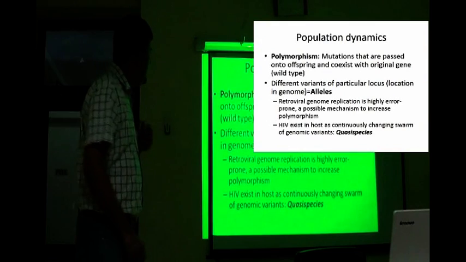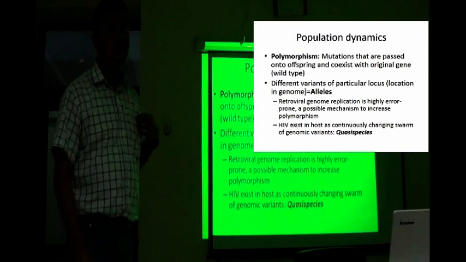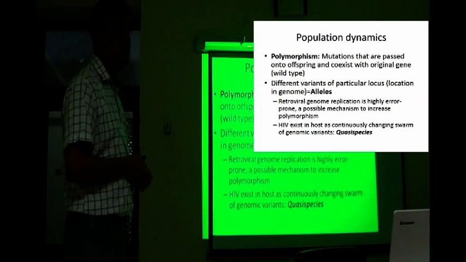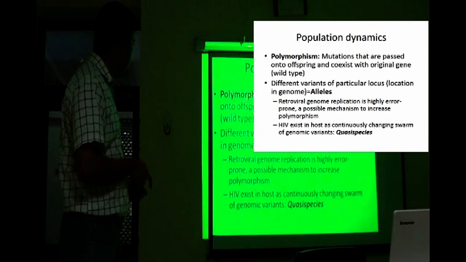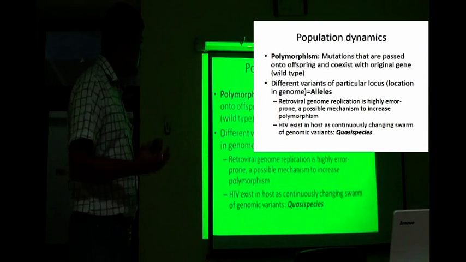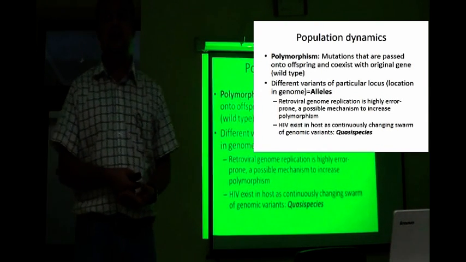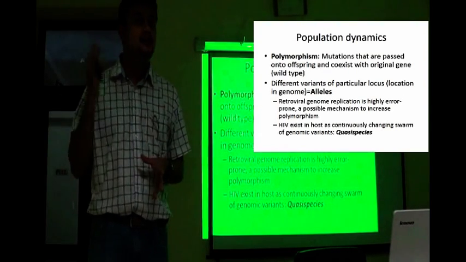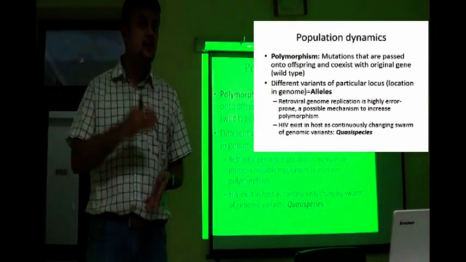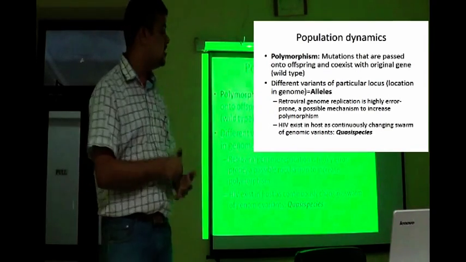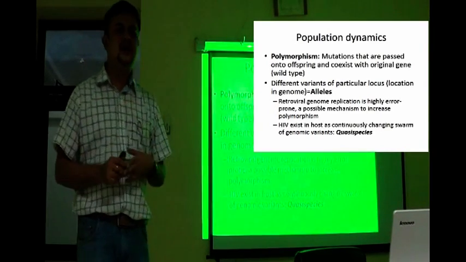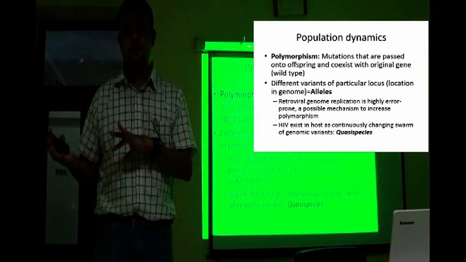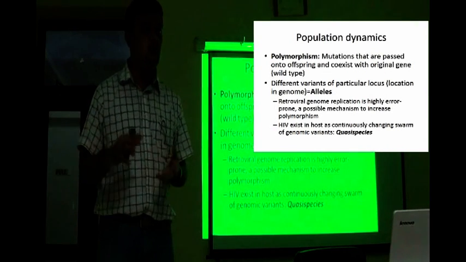Now, coming to the population dynamics aspects of this evolution: polymorphism. You must know what a polymorphism is, right? Mutations that are passed on to the offspring and then coexist with the original gene, the wild type. Mutated type and wild type coexisting in a population at the same time. And these are genetically inherited. Okay, those are what you call polymorphism. That means the presence of more than one form. That is polymorphism, morphological form. Poly means more than one, right?